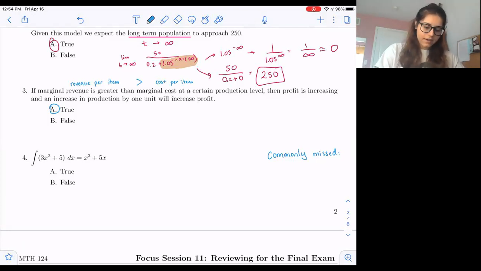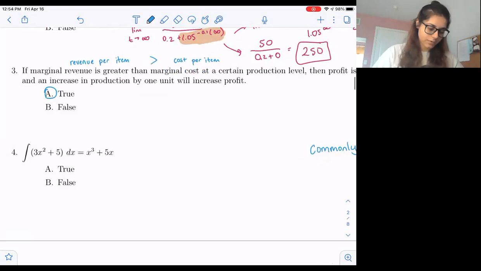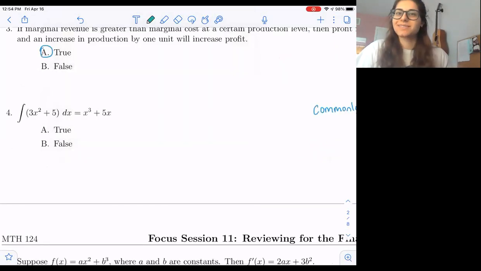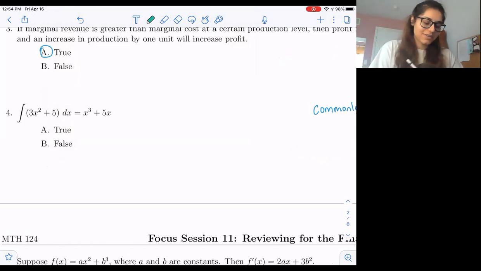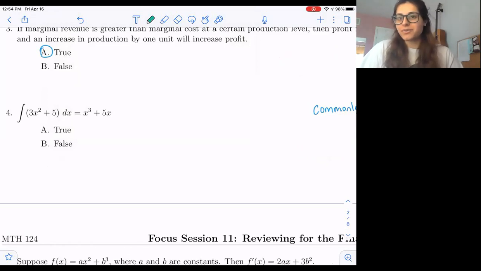Okay, here we have an integral. This one is like another trick question, right? If we take the integral of 3x squared plus 5, we would get x cubed plus 5x. I would probably say true, but we're definitely missing something. This question is too easy. They're not going to make it this easy. So what are we missing? Anyone want to type it in the chat?